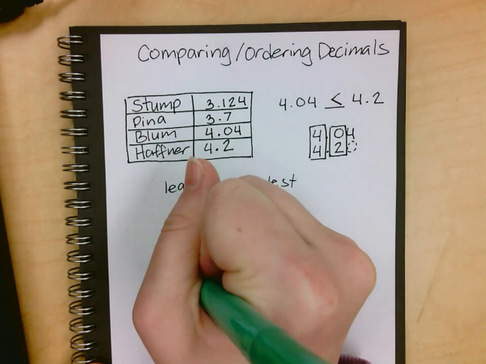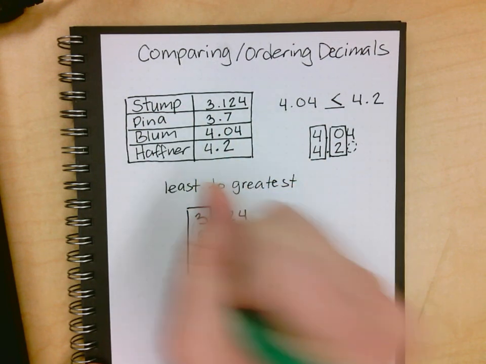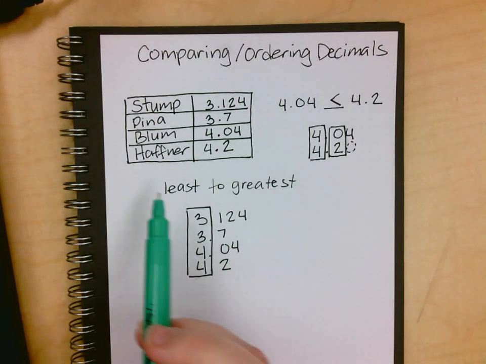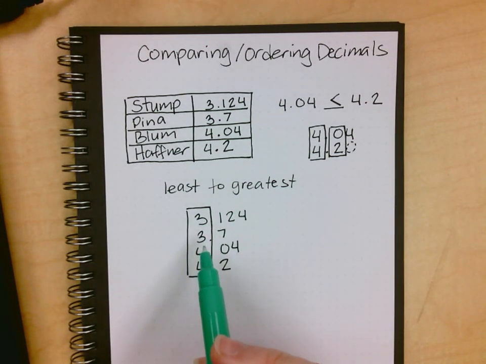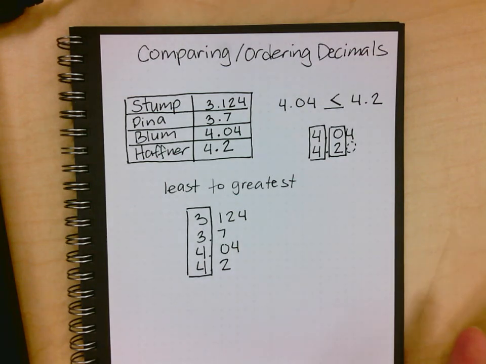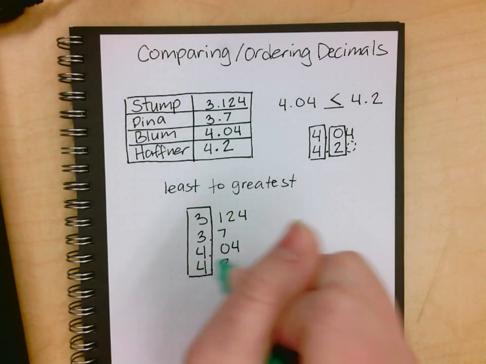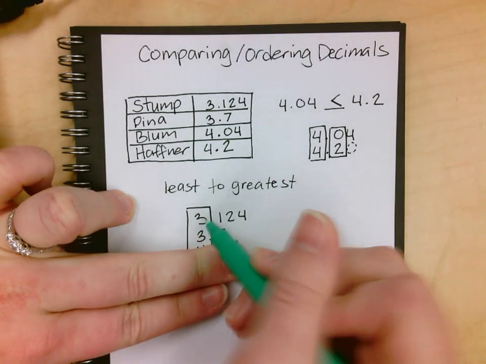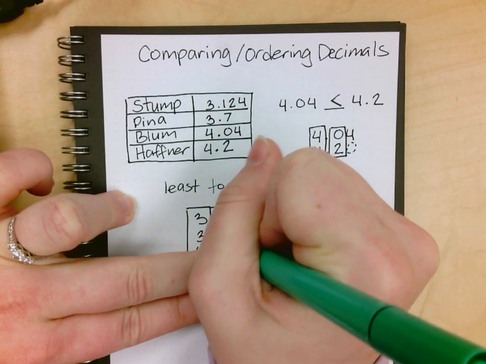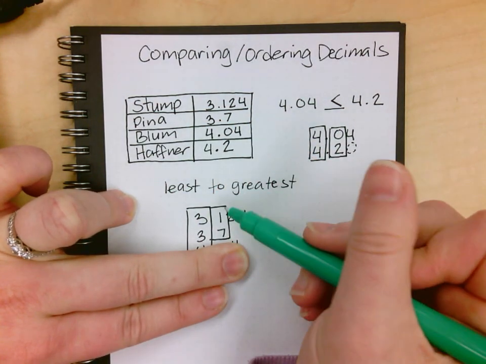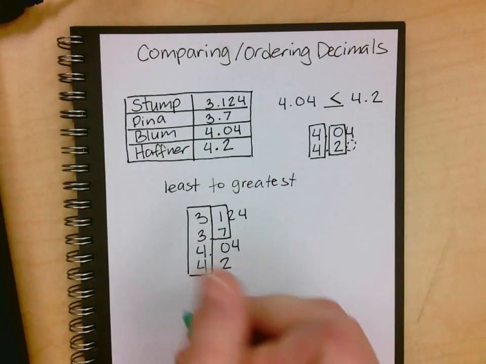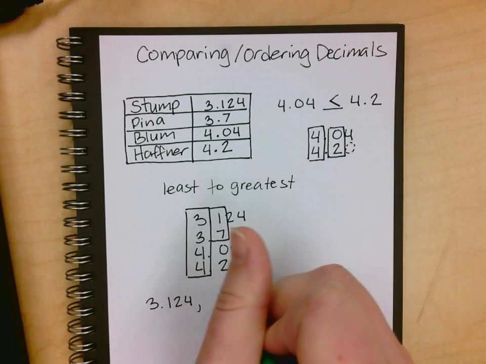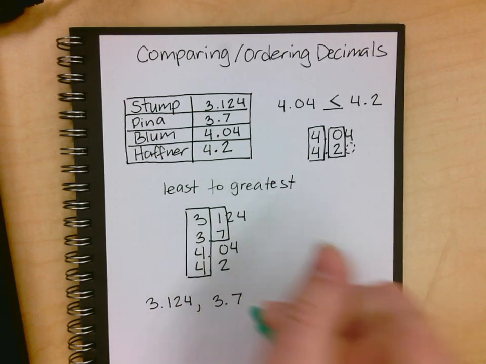So over here, I see some helpful information. We have 3 ones, 3 ones, 4 ones, and 4 ones. Now, I know that it's least to greatest, and the ones with 3 in the ones place are going to be my least or my smallest numbers. So I don't have to look down here yet. I'm going to just look at my top 2 numbers. So over here, we have 1/10th, and then we have 7/10ths. So 1/10th is less than 7/10ths. So my first number would be 3 and 124 thousandths, and my next number would be 3 and 7/100ths.